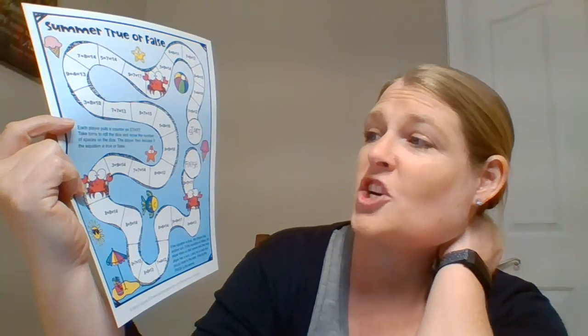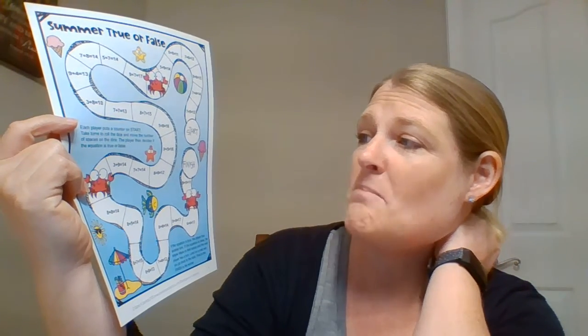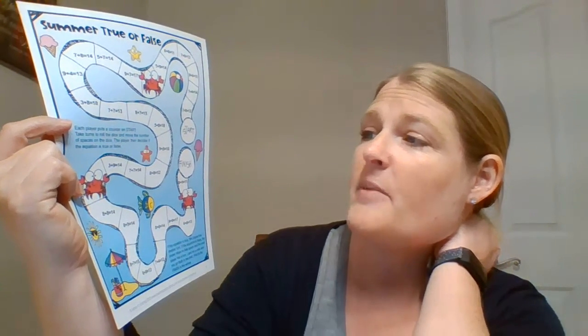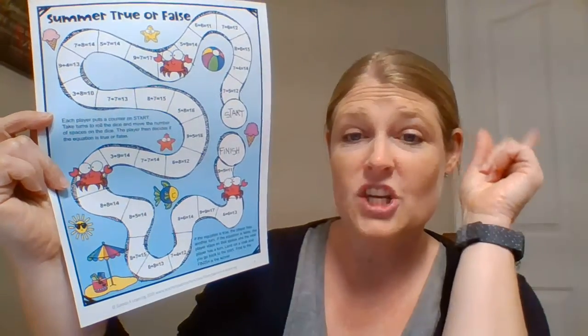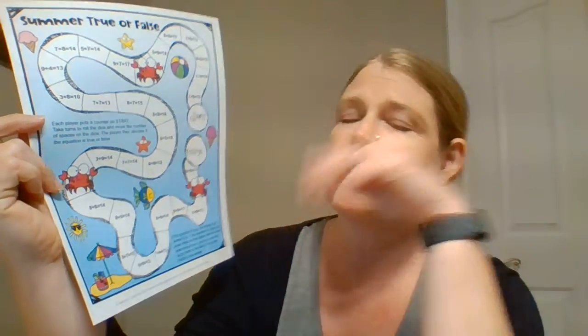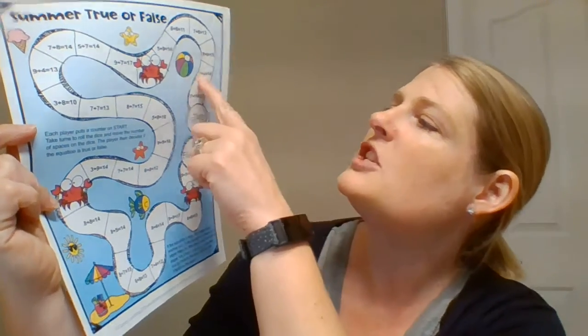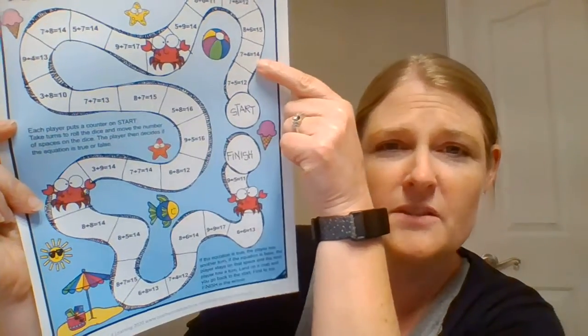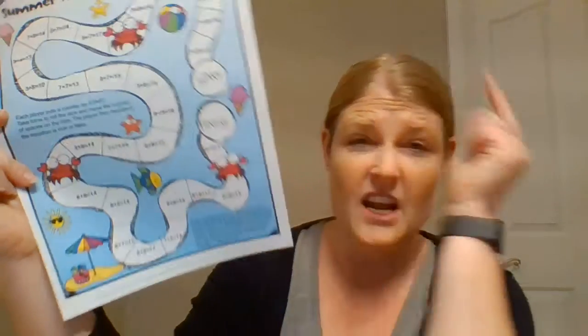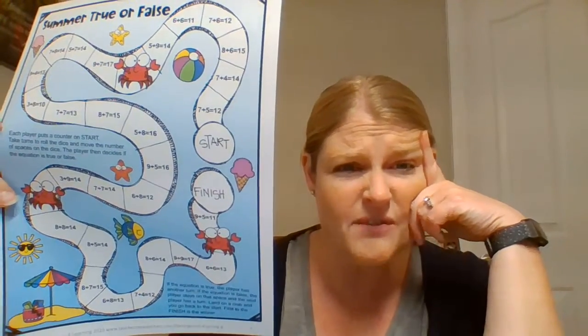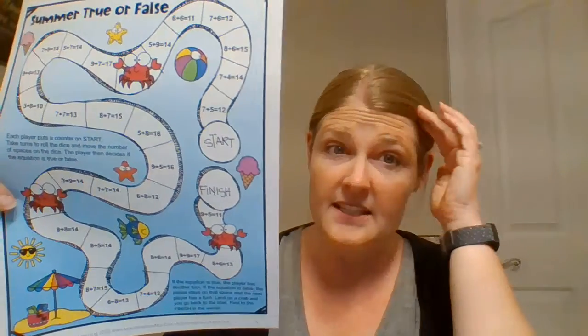It says each player puts a counter on start. Take turns to roll a dice and move the number of spaces on the dice. The player then decides if the equation is true or false. So let's say I rolled a 2 and I moved 1, 2. And it says 7 plus 4 equals 14. I have to figure out, is 7 plus 4 really 14? And if it is, I would say true. And if it's not, I would say false.